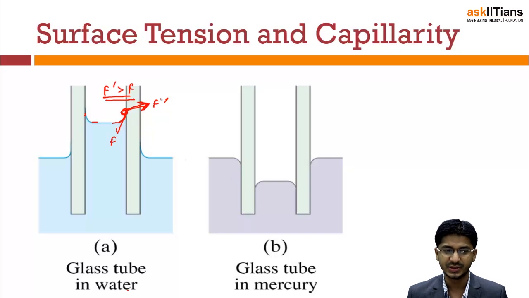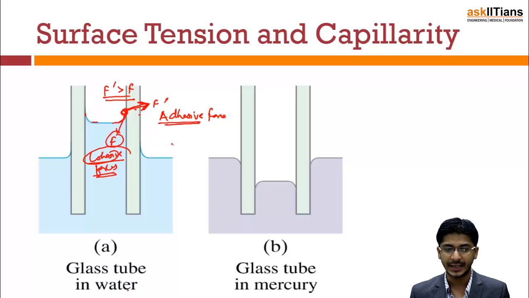Now this force that you see, acting between different mediums, is called adhesive force. Between the same medium, it is called cohesive force. This force is called the cohesive force and this force is the adhesive force. So when the adhesive force is greater than the cohesive force, the surface tends to become like this.